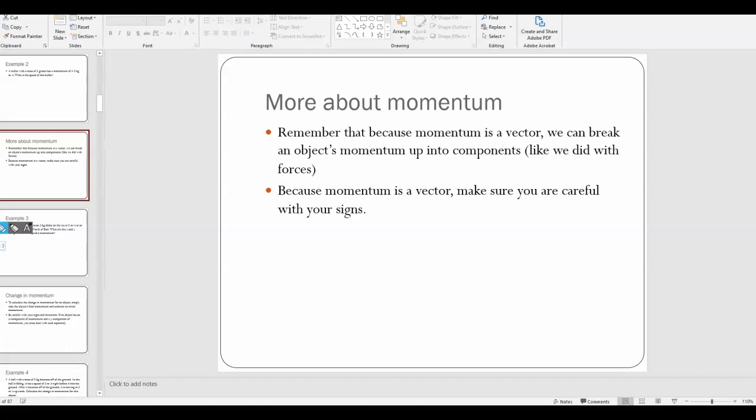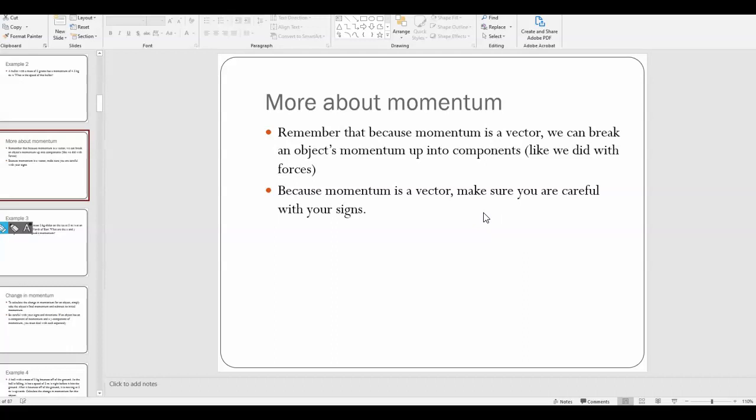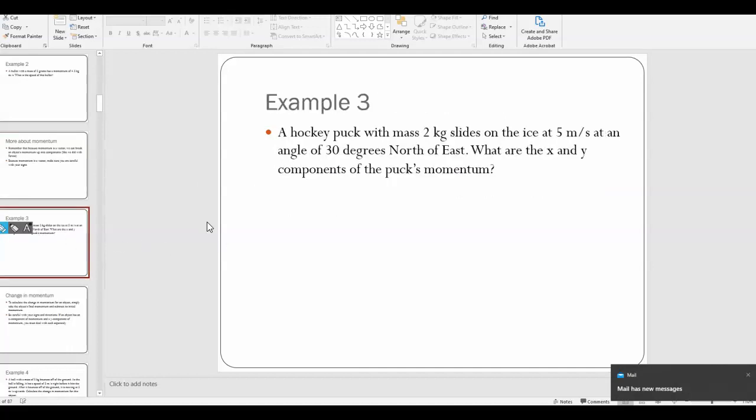I also want to point out that because momentum is a vector and has vector components, direction matters, and you want to make sure that you're paying very close attention to the signs when you're doing calculations with momentum. Okay, so let's just do a simple example with momentum as a vector. Example 3 says a hockey puck with mass 2 kilograms slides on the ice at 5 meters per second at an angle of 30 degrees north of east. What are the x and y components of the puck's momentum?